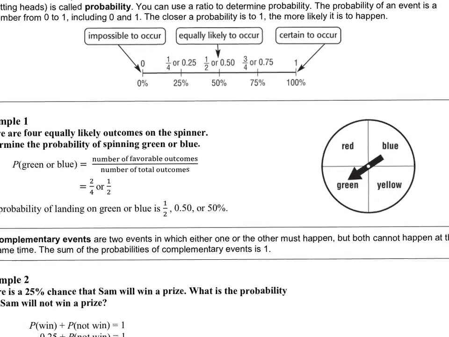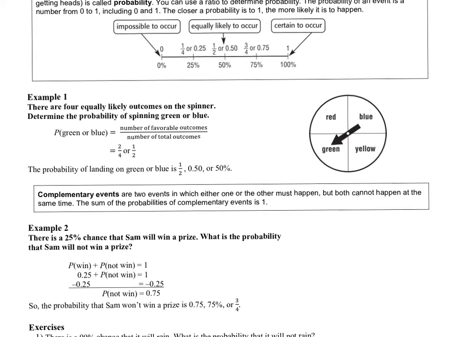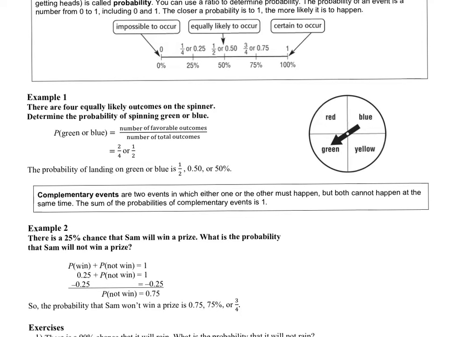Looking at this, there are 4 equally likely outcomes in this little spinner over here. It says red, blue, green, or yellow. They're all equal, so there are 4 opportunities. What is the probability of green or blue? Green or blue is 2 out of 4.